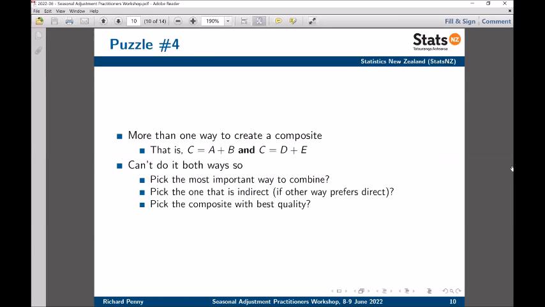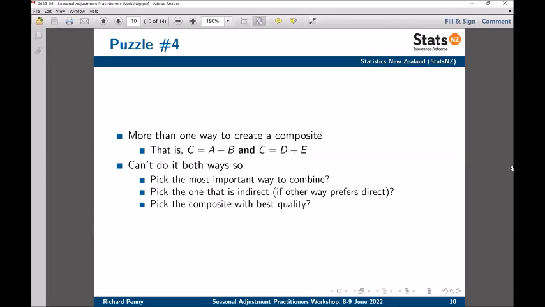Puzzle number 4 is that there's more than one way to create a composite. So let's say you've got a two-way table. You've got the cells, you add the cells up to the marginal totals on the side and the marginal totals on the bottom, and then you add those marginal totals to the total in the corner. Well, you're going to struggle a bit. The only way you can really do that is just to force everything to be indirect, because then everything adds up. But you could end up with residual seasonality, which Tucker talked about this morning. So you can't do it both ways.